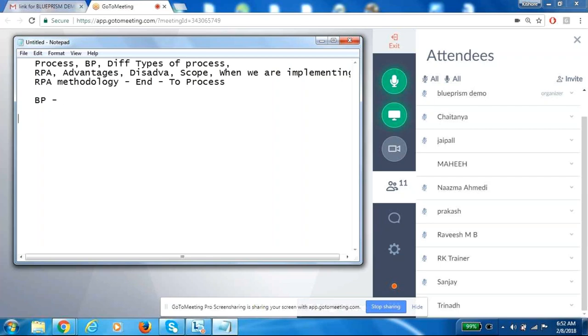I require 28 to 30 hours of training. For a little learning, 15, 16, 17 hours of training is sufficient to set up, but it is not sufficient for me, sir. We require 28 to 30 hours to complete the full-fledged Blue Prism with the robotic process, both of these completely.